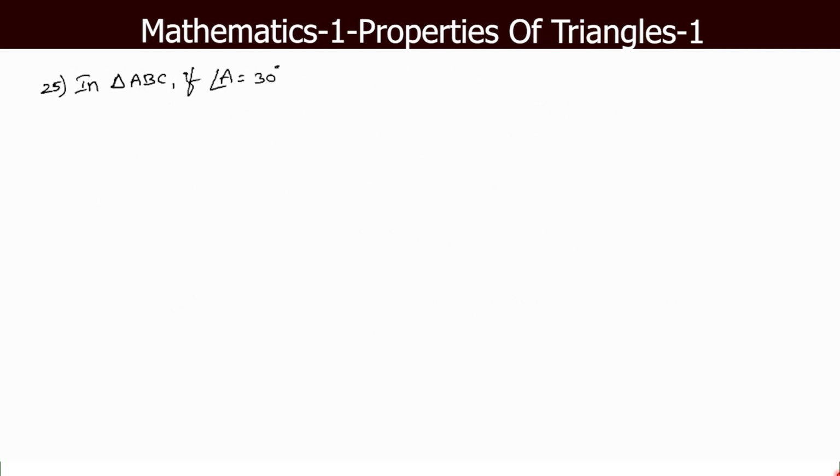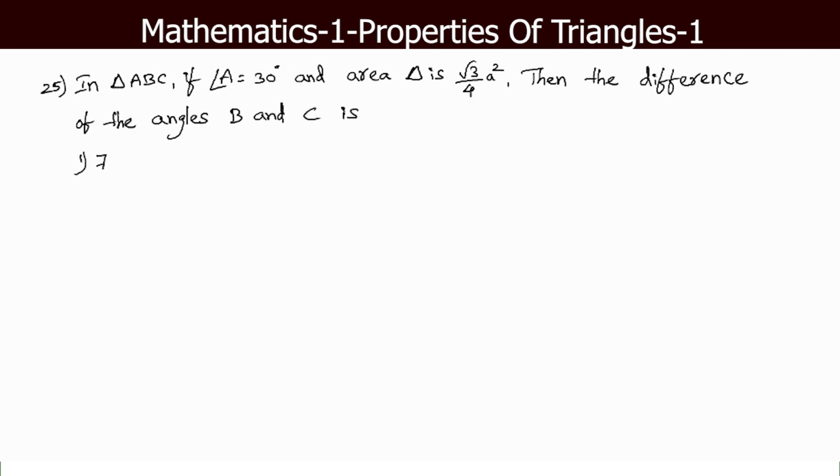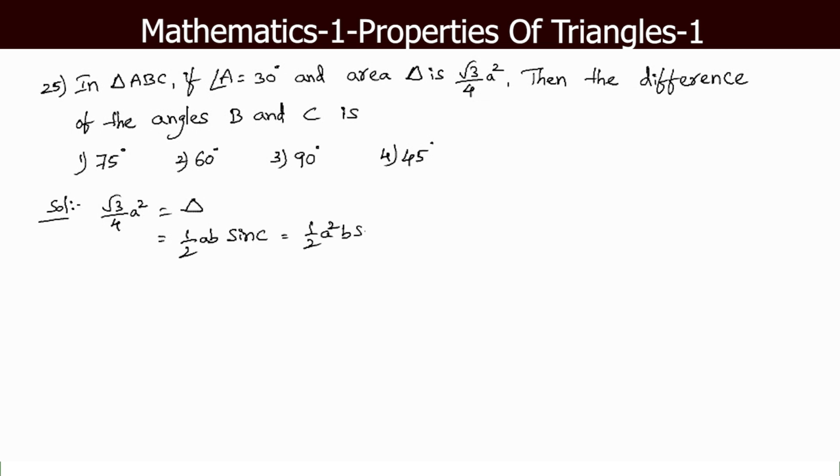25. In triangle ABC, if angle A is equal to 30 degrees and area delta is root 3 by 4 a square, then the difference of the angles B and C is: 1, 75 degrees; 2, 60 degrees; 3, 90 degrees; 4, 45 degrees. Now, you know that root 3 by 4 a square is equal to delta, but delta is equal to half ab sin c. So, you can write that as half a square b sin c by a, multiplying numerator and denominator with a. That is half a square, and b you can write as 2r sin b, so sin b sin c by sin a.